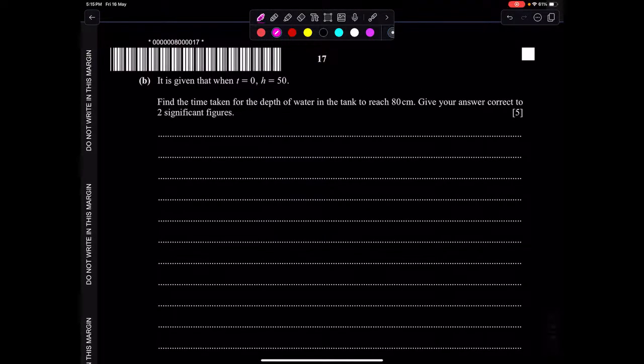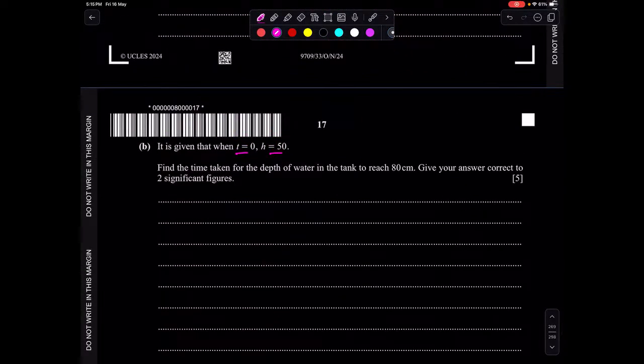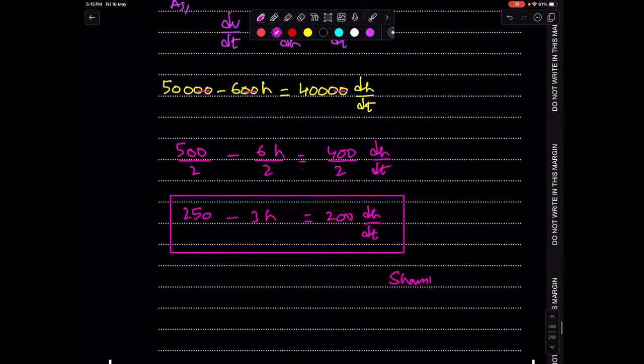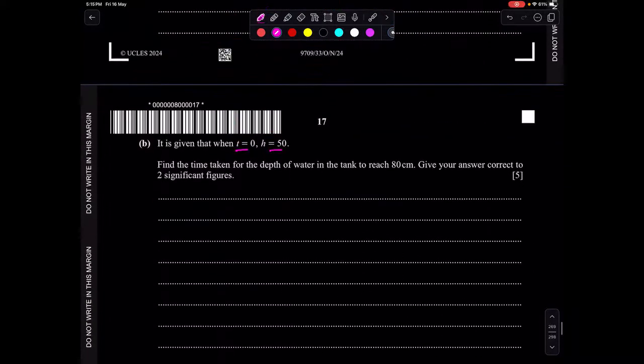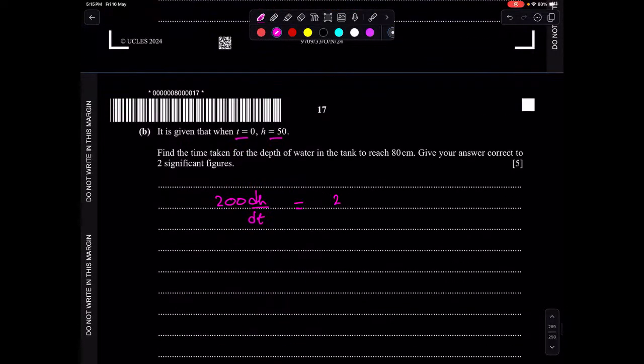Now the next part. It is given that t is 0 and h is 50. Find it. Okay, we have to solve this equation. So first copy this equation. So it's 200 dh upon dt equals 250 minus 3h. Now do variable separable.